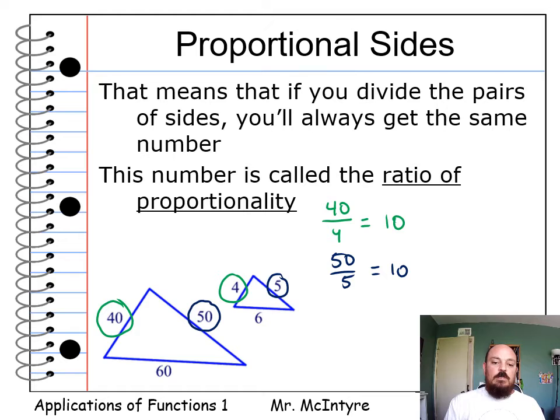Let's check our last one. I have a 60 and a 6. 60 divided by 6 also equals 10. So every time I divided sides, I got a 10 and a 10 and a 10. That tells me that these triangles are similar, the sides are proportional, and the ratio of proportionality is 10.